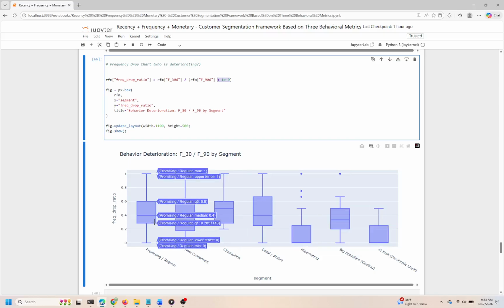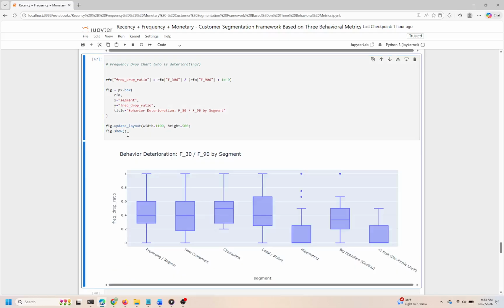Next, we're using a box plot to visualize this frequency drop ratio across different customer segments. This type of visualization allows us not only to see the central tendency of each segment, but also to assess the variability, which can reveal insights about specific groups potentially facing greater issues with engagement. The title itself, Behavior Deterioration, F30, F90 by segment, clearly conveys that this is an analysis of behavioral trends across different customer segments, helping to identify those that may be deteriorating in terms of engagement.